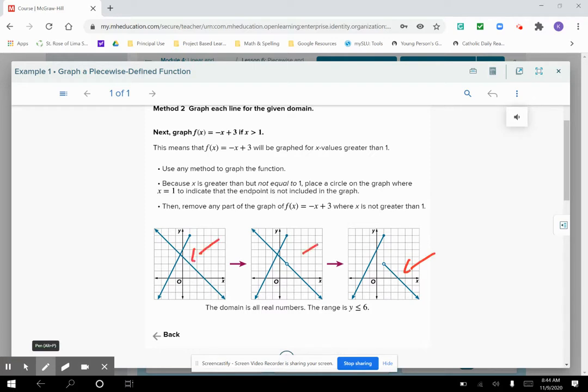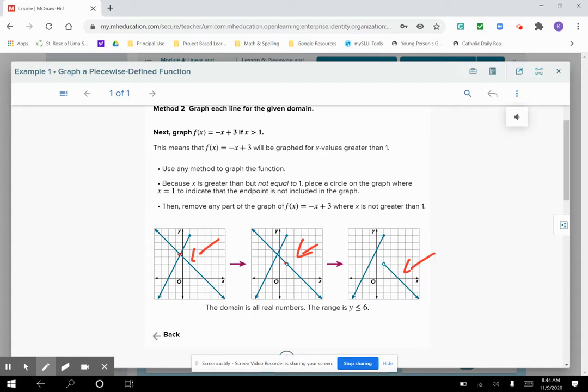And notice the circle is right there, which is where it began from your tables. And you're going to use this method to graph the function. And because x is greater than but not equal to 1, you're going to place a circle where the x equals 1 to indicate that the endpoint is not included in the graph. So your endpoint is not included in the graph. Notice that it crosses here.